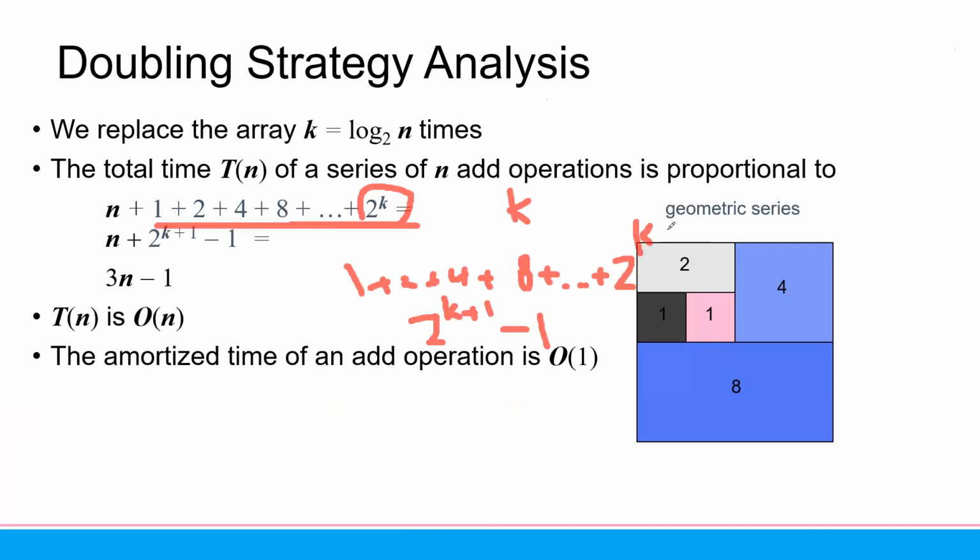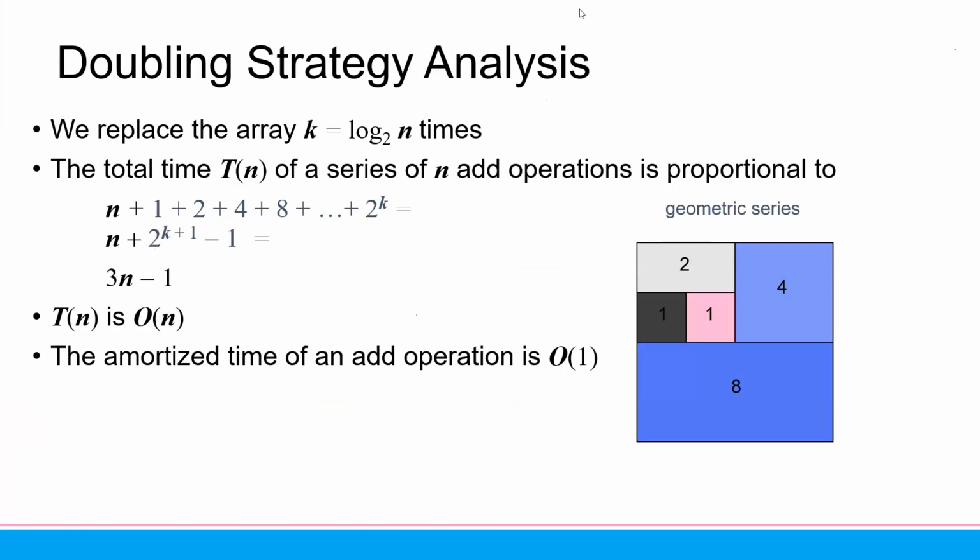So this is from the geometric series. Because we already have this solution, n plus 2 power of k plus 1 minus 1. We can replace k with k equals log 2n. If we replace this one, it means 2 power of log 2n.